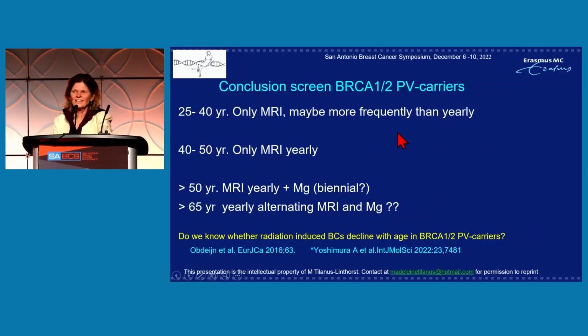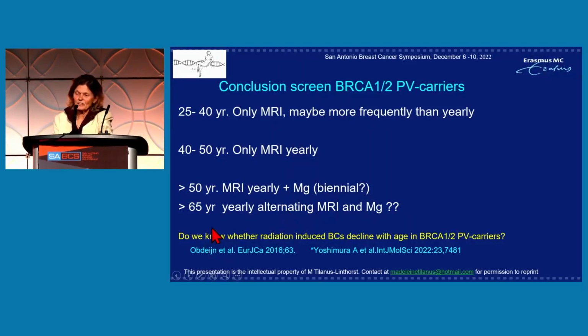So in conclusion, and this is not the guideline, this is my personal consideration, we might screen BRCA1/2 PV carriers below age 40 with only MRI, as is advised in the guidelines, but possibly more frequently than yearly, especially for the BRCA1 mutation carriers. For the others, no cost-effectiveness studies. Between 40 and 50, as far as the evidence has gone, maybe only MRI yearly. Above 50, we have shown a clear increase of sensitivity with additional mammography, so we should add mammography, but should we do so yearly or biannual?